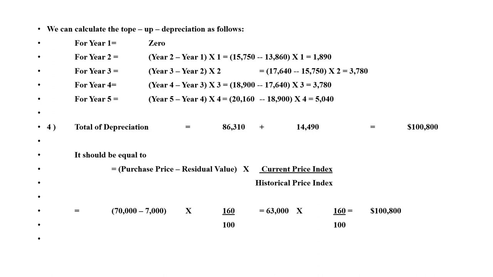The total depreciation equals the real depreciation expense, our adjusted depreciation expense plus top-up depreciation. The result is 100,800. It should be equal to the purchase price minus residual value times the current price index over the historical price index. The purchase price was 70,000, residual value 7,000, times 160 over 100, equals 63,000 times 160 over 100. The result is 100,800. Total depreciation 100,800 should be equal to this amount, 100,800.